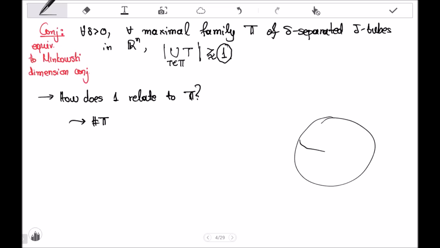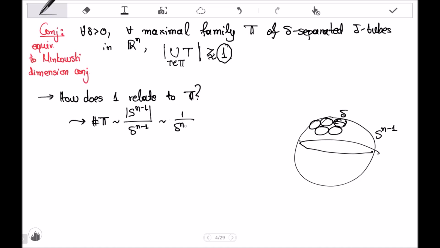So here is a sphere. Let's pretend that there is a sphere. And let's just cover it by finitely overlapping delta caps. Okay. So the number of these caps is the size of our family. So this is comparable to the surface area of the sphere over the surface area of every cap, which is about 1 over delta to the n minus 1. Okay, that's how many cubes we have.